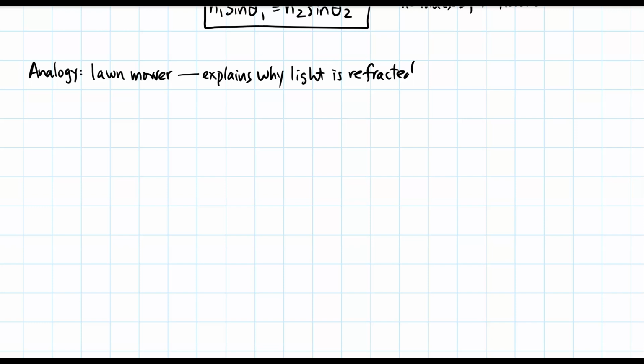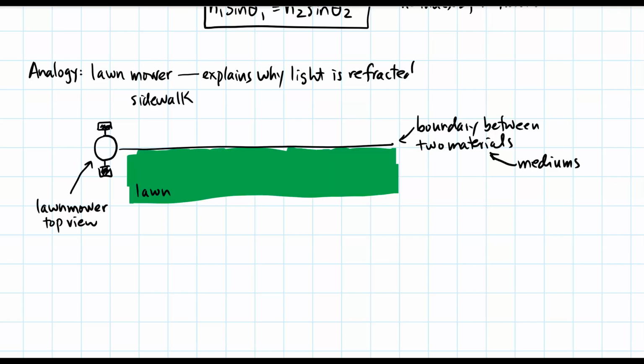This analogy is about a lawnmower that has one wheel on sidewalk and one wheel on grass. Looking at this image here, you have a lawnmower seen from the top view. On the upper side is the sidewalk, and on the bottom is the lawn, and the black line here represents the boundary between two materials. In optics, we call them mediums.